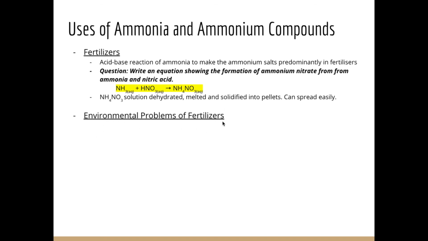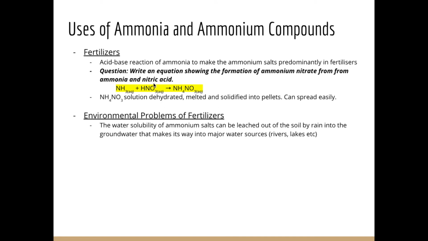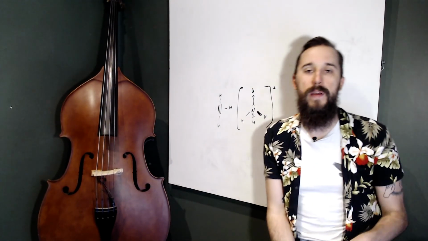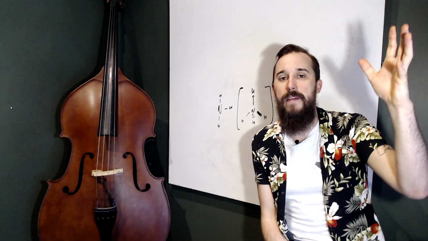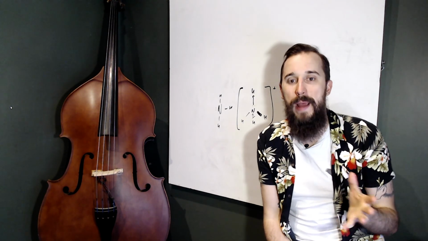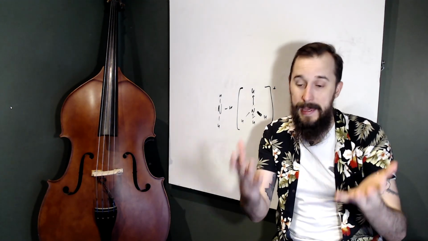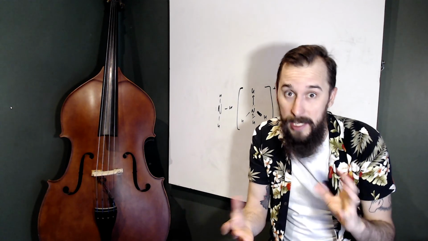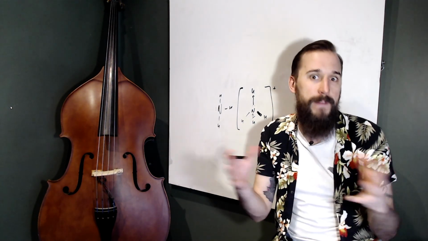However, there is a problem with the environmental aspects of this increase in fertilizer and these nitrogen compounds. The water solubility of ammonium salts means they can be leached out of the soil by rain into groundwater that makes its way into major water sources. So like we looked at when we were talking about the increase of the oxides of nitrogen in the atmosphere, if we have an increase of these ammonia compounds, they're going to throw out this equilibrium that's been established in these ecosystems over a very, very long time.